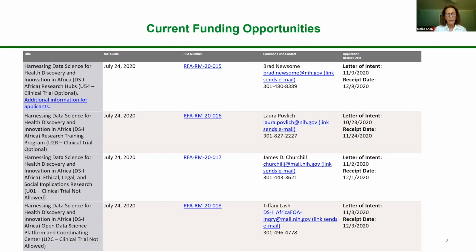The third RFA is 20-017. This is a U01 Research Project Cooperative Agreement. This particular mechanism supports a circumscribed project performed by a named investigator representing their particular areas of interest and or competencies. And finally, the fourth RFA is 20-018.